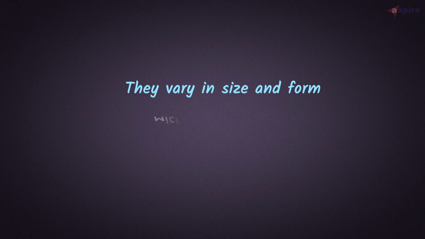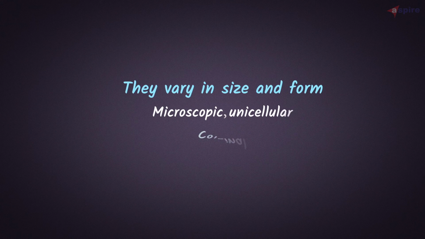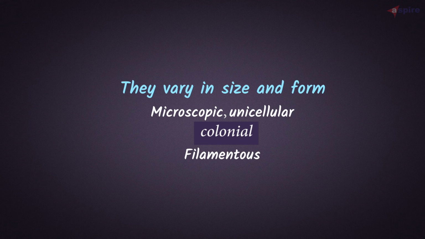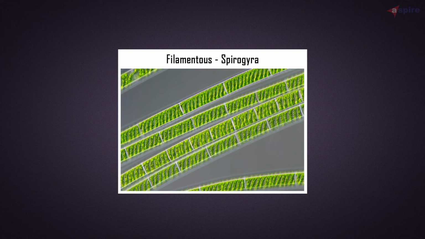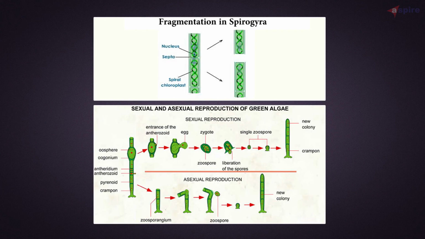They can be microscopic, unicellular, colonial and filamentous forms, such as Chlamydomonas, Volvox and Spirogyra respectively. Algae reproduce by vegetative, asexual and sexual means. Vegetative reproduction happens through fragmentation. Asexual reproduction happens through zoospores. Sexual reproduction happens by fusion of gametes.